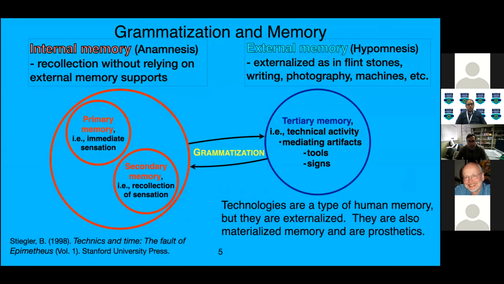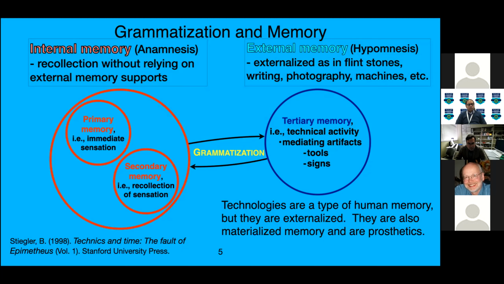Stiegler describes that humans have always been technical. This originary technicity of humans is conducted through grammatization. Human lived experience consists of continuous flows of perception, thought, and activity. Human perception takes place through primary and secondary memory.